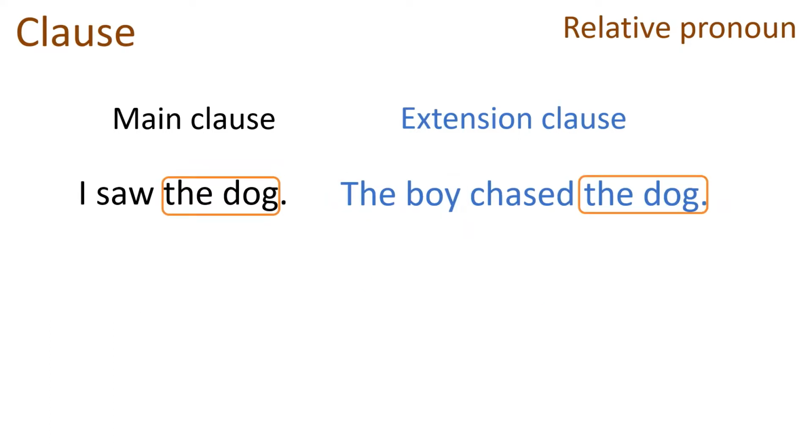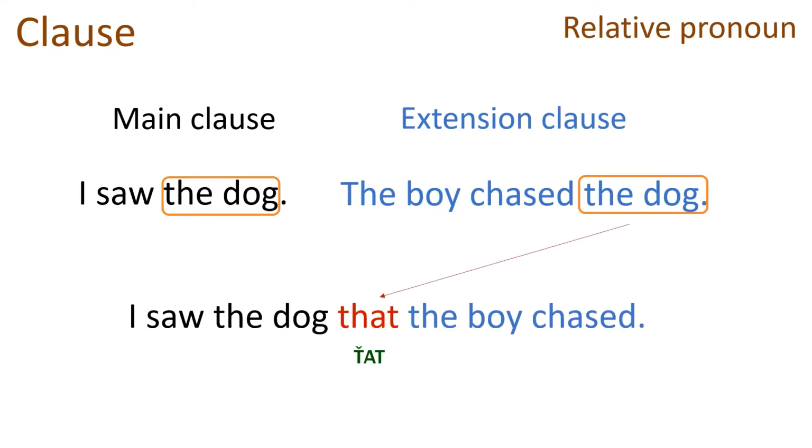We do the same thing if it is the dog that we want more information on. We use the relative pronoun that to replace the dog in the extension clause. We then place this relative pronoun immediately after the same noun phrase in the main clause. The resulting sentence is, I saw the dog that the boy chased.